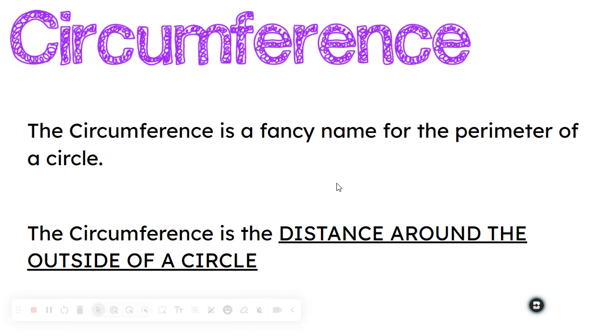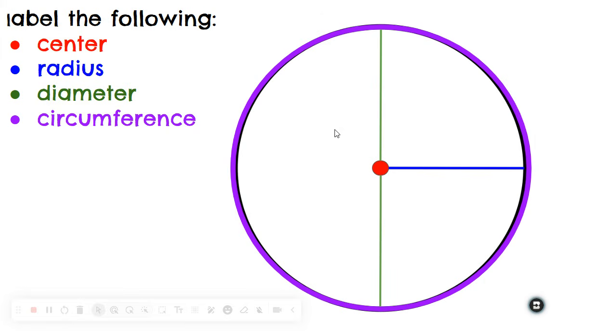So the circumference, there's nothing you have to label on your circle because it is just the outer edge and it's kind of already drawn there. But you could, if you wanted, draw an arrow from the word circumference just to the edge of the circle. But that is what the circumference is. It is the distance around the outside of the circle. Circumference is just the perimeter.